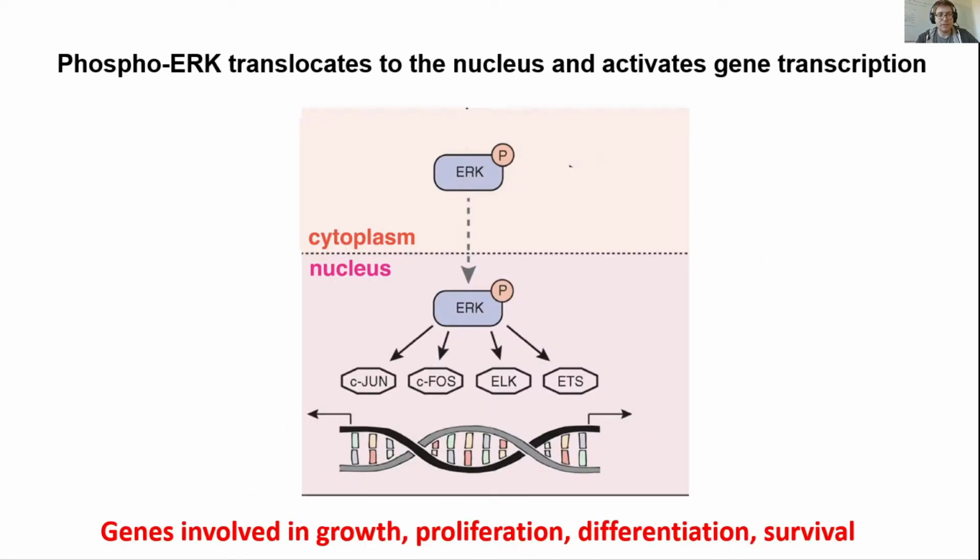Once ERK has become phosphorylated, it will translocate into the nucleus. So normally that ERK is in the cytoplasm. Phospho-ERK will translocate from the cytoplasm into the nucleus, and once inside there, it hits a number of targets like Jun, Fos, ELK, and ETS, and phosphorylation of those targets is going to result in changes in transcription of genes that are involved in the growth, proliferation, differentiation, and survival of cells.